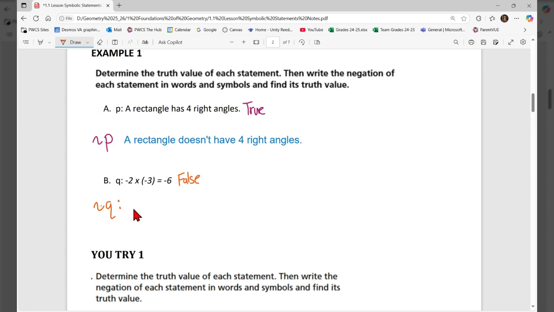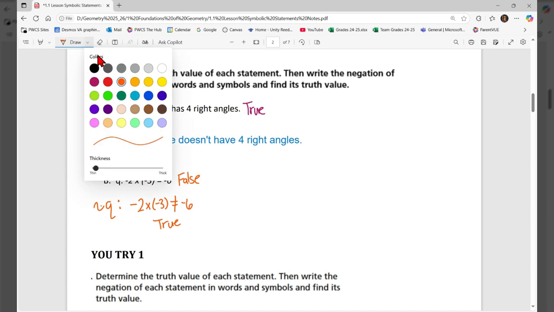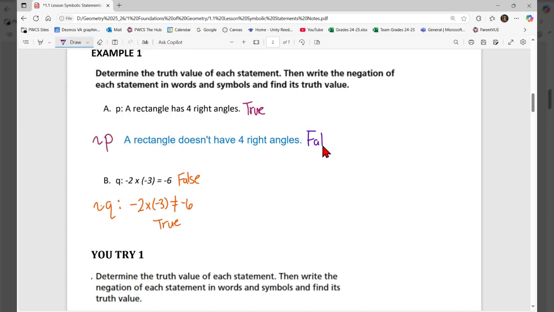And so if we write the negation of that, -2 times -3, and we would negate an equality by doing does not equal to, that would make this statement true. And I didn't say up here, or maybe I did, but I didn't write it, that this negation was false. So we're just changing the meaning, and that sometimes means we change has to doesn't have, or is to is not, or equals to not equals.